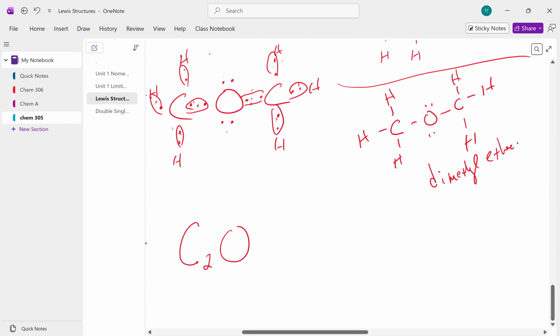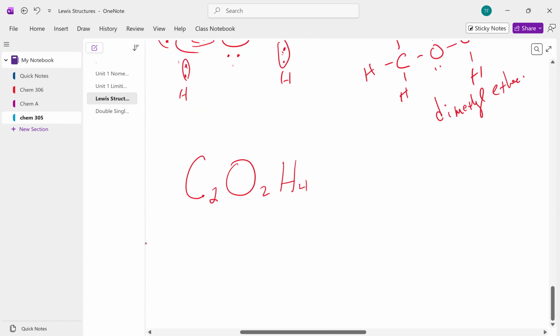Now, if we did another one of these, I'm going to do one more. Okay, so we got C2O2H4. So the first one I would do is putting the carbons in the middle. And we have two oxygens now. Where do you want to stick them? We can stick them on the one on the left, one on the right, both on the right, both on the left. Throw one in the middle.